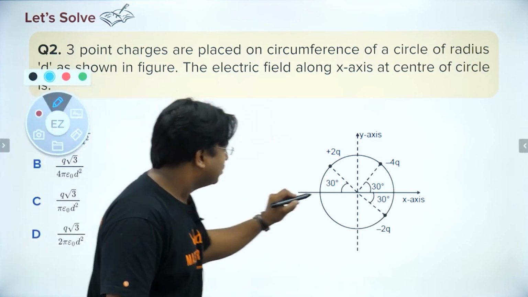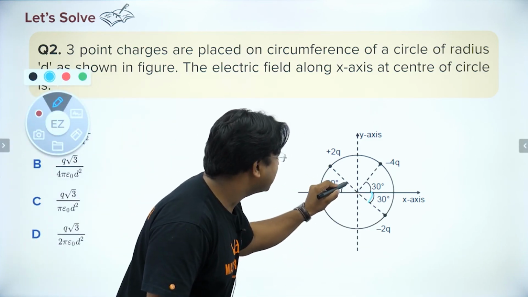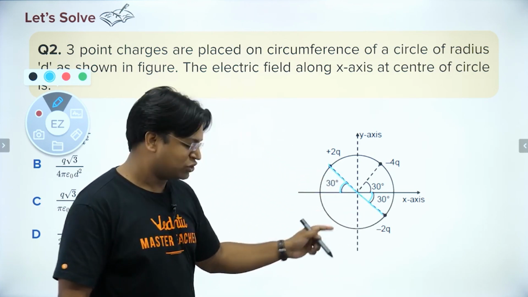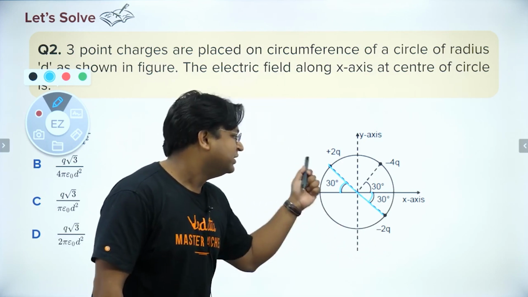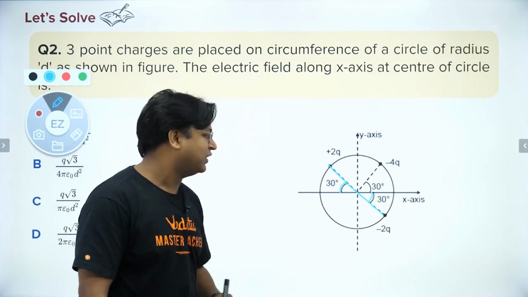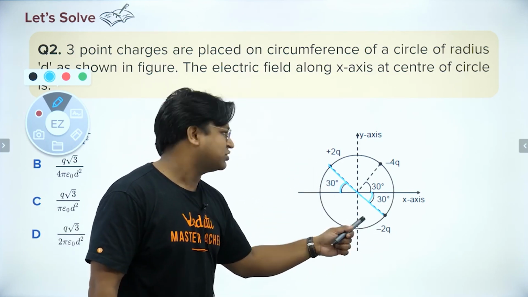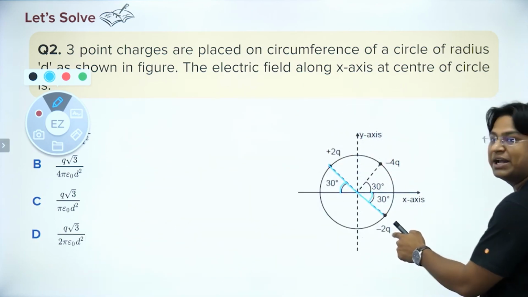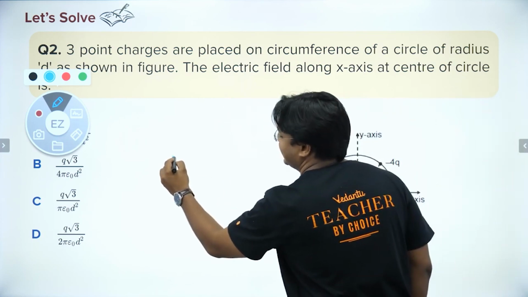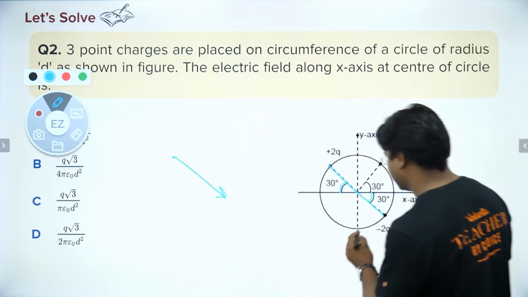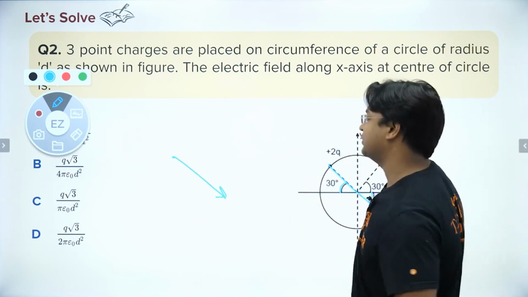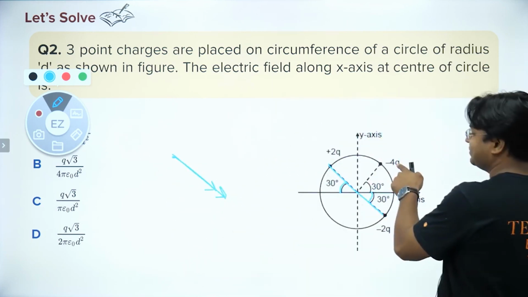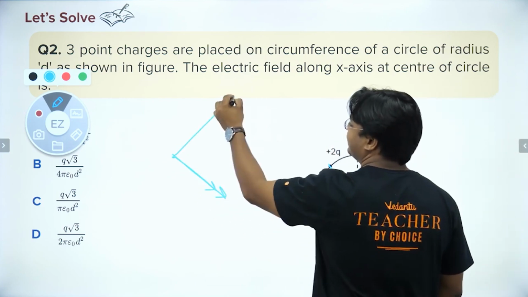Yeah, so this angle is given to be 30 degree, this angle is given to be 30 degree, so that means it is a diameter. So these two particles, minus 2q and plus 2q, lie on the opposite sides of a diameter, at the opposite ends of a diameter. The electric field that minus 2q will produce at center will point in this direction. It's a negative charge, so it will produce electric field towards itself. The positive charge will also produce a field towards itself, and this minus 4q will produce an electric field towards itself.